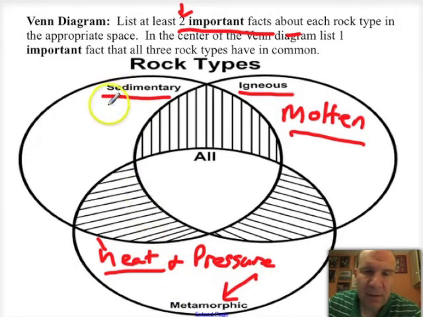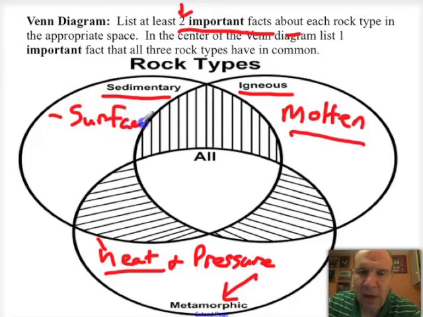Which, if we go back to sedimentary rocks, if you remember the notes, these typically form at the surface of the earth. And this is why we tend to see more sedimentary rock than any other type of rock, because they form at the surface, whereas in order to be subject to heat and pressure, you have to be pretty deep inside the earth. And molten rock, obviously, forms at the surface as well as inside the earth. Now, what can you tell me about all of them?